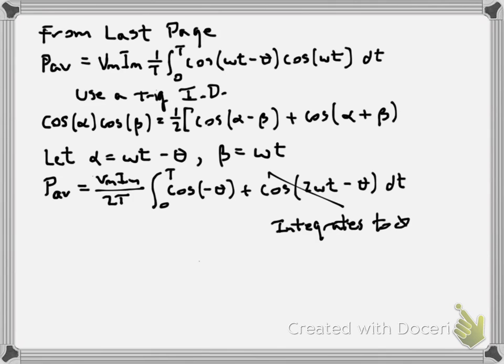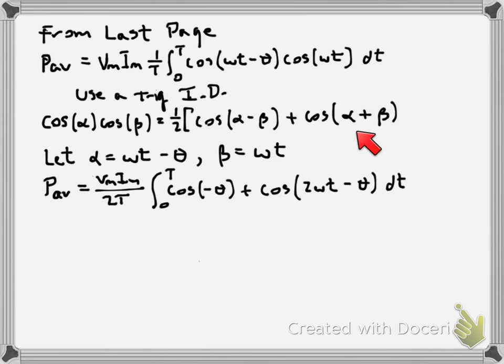Now when we do that, when we plug in our trig identity, here's the 1/2 from the trig identity. There's my first term. Alpha plus beta is omega t minus theta plus omega t. Alpha minus beta is omega t minus theta minus omega t, which just leaves the minus theta.